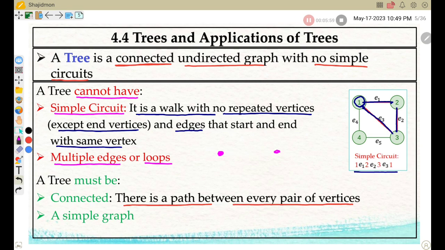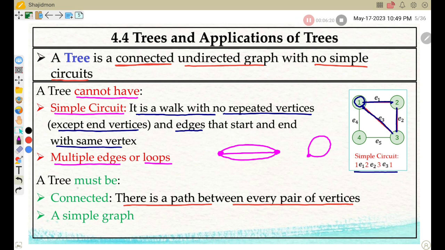We studied multiple edges in a previous section. For example, here there is a multiple edge, correct? More than one edge connecting the same two vertices. That is the meaning of multiple edge, and that should not be there. And a loop should not be there. You know what the meaning of a loop is? This loop should not be there, correct? So a tree cannot have these two.